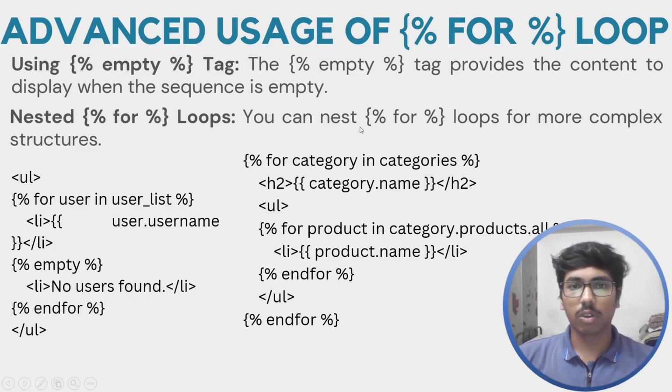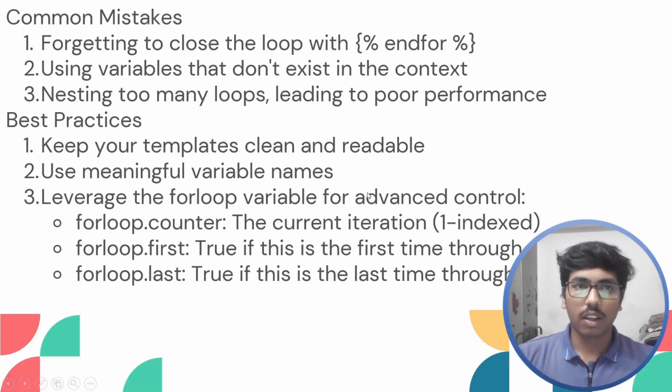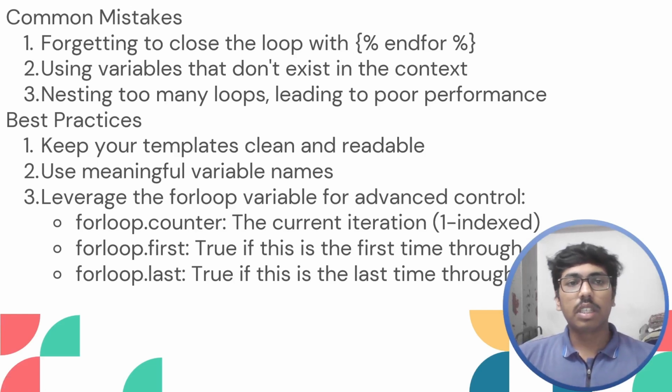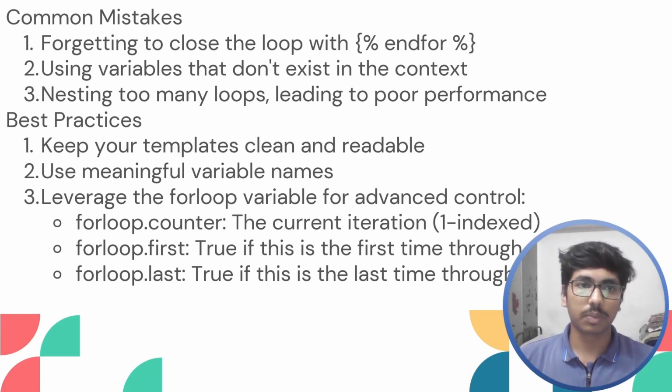Similarly, nested for loops: we can have a for loop inside a for loop, which makes more complex structures. Common mistakes while using a for loop: we forget to close the for loop by not mentioning endfor, so keep that in mind. Using variables that don't exist in the context. You have to make sure we use for loops on variables already mentioned in views. Nesting too many loops leads to poor performance.